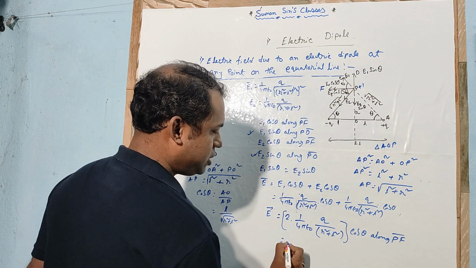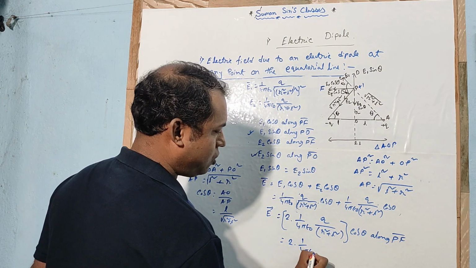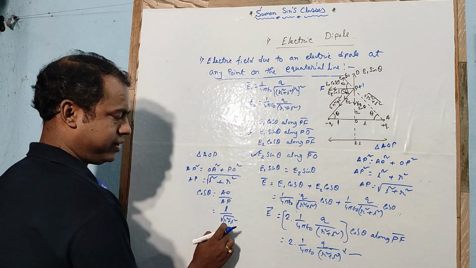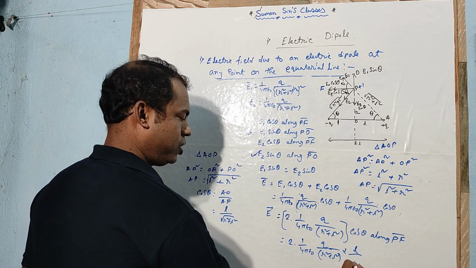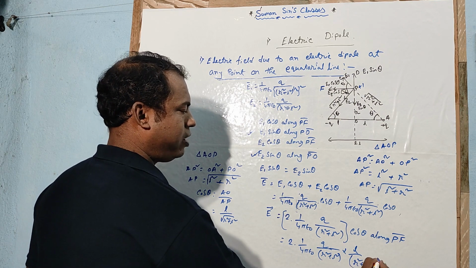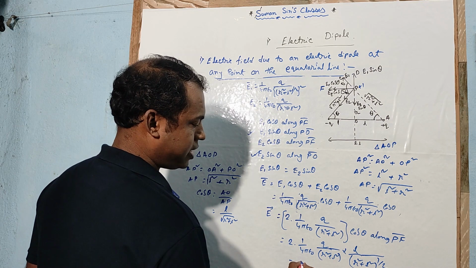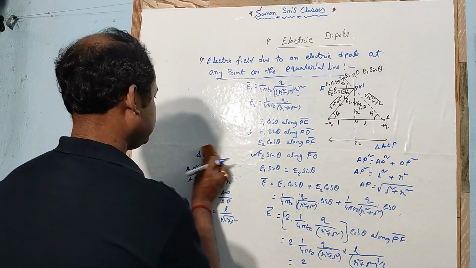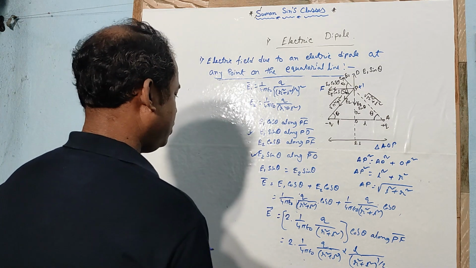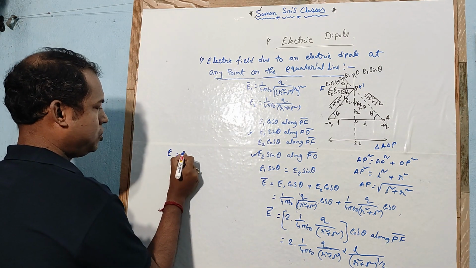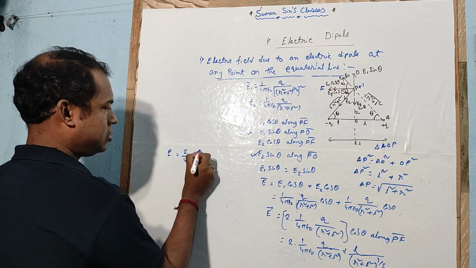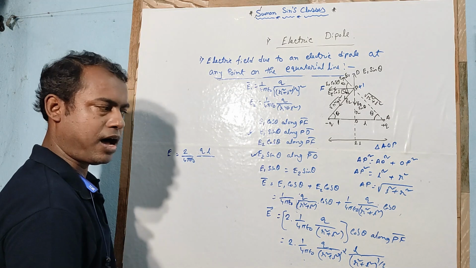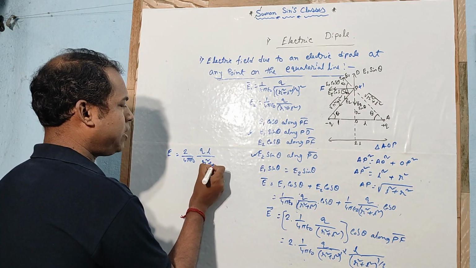So just putting the value here, that is 2 into 1 by 4 pi epsilon naught q by r square plus l square into cos theta. Cos theta means this value, l by r square plus l square power of 1 by 2. So E equals 2 by 4 pi epsilon naught, q l by r square plus l square power of 1, and here r square plus l square power of half. So 1 plus half, we write here r square plus l square power of 3 by 2.